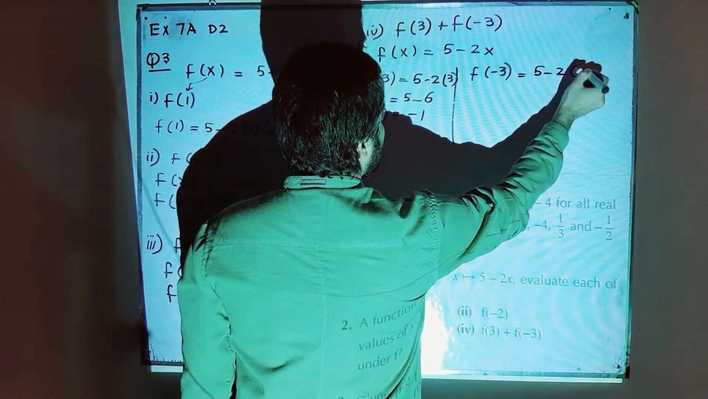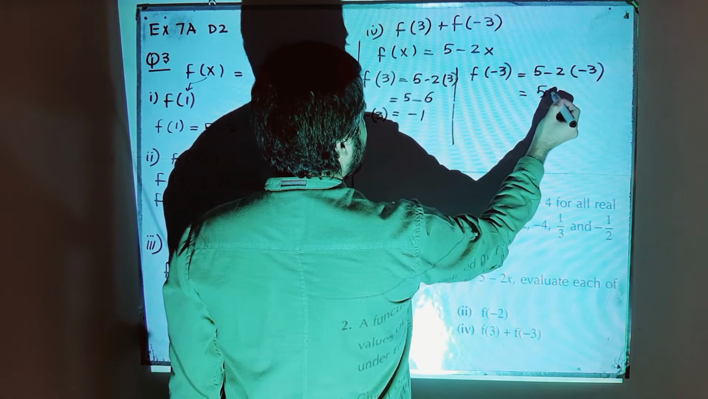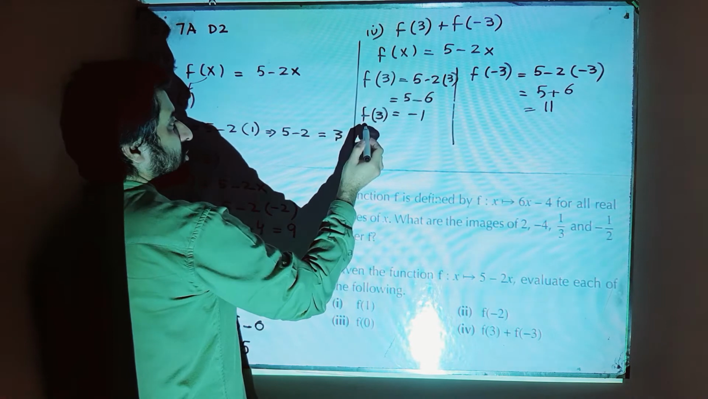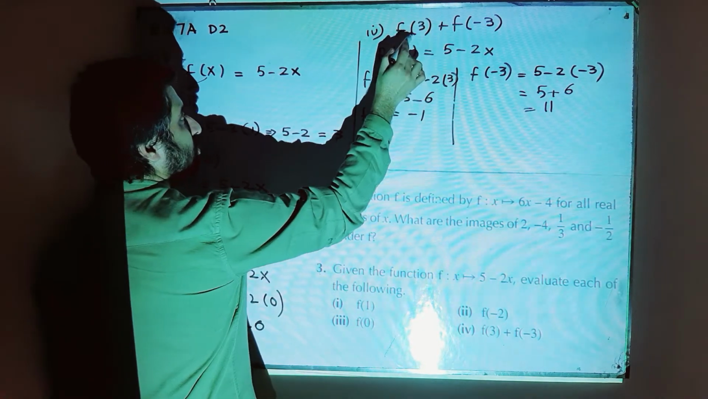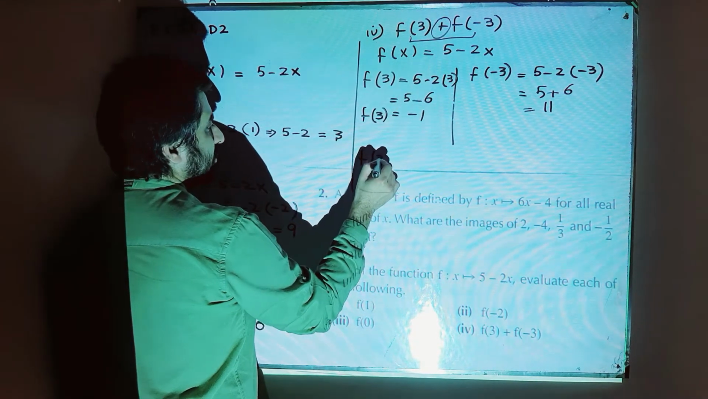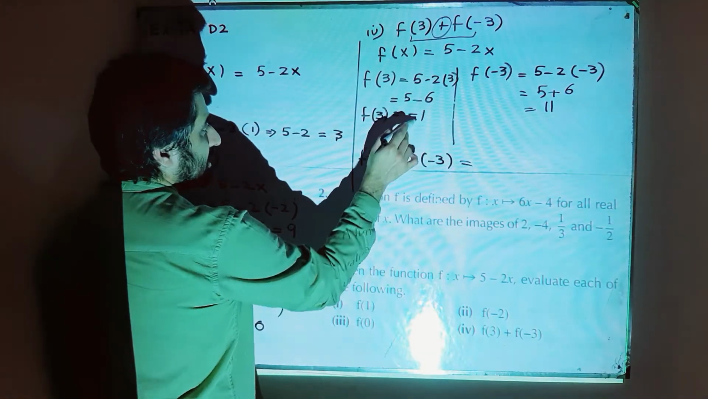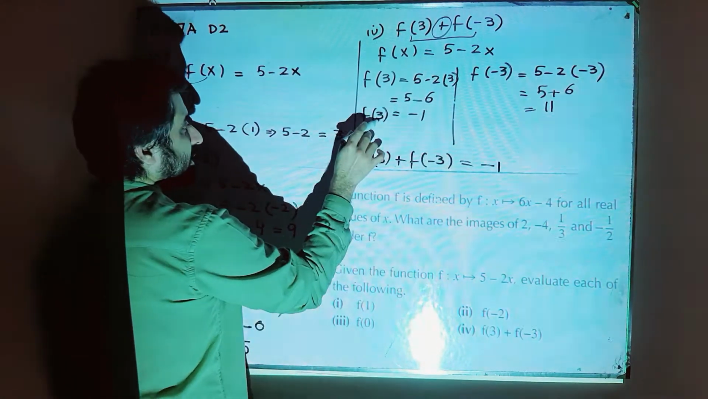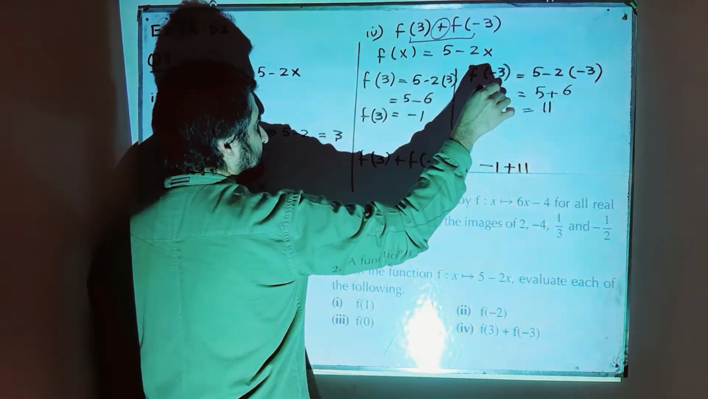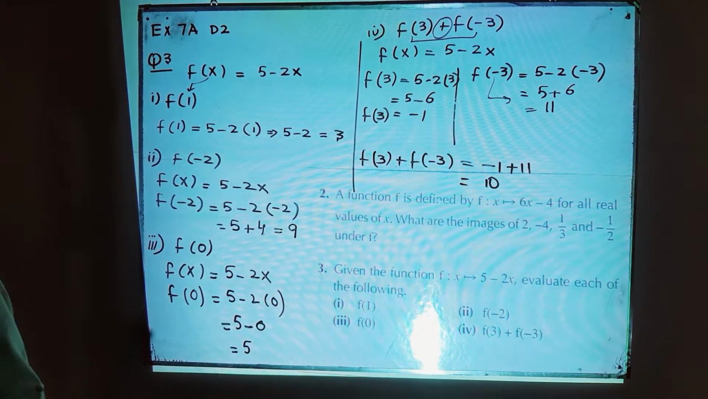5 minus 2 into minus 3, so that will become minus minus plus. 2 into 3 6, 6 plus 5 11. Now you got the value of f3 and f minus 3, and we need to add them. So the function value at 3 plus at minus 3, they have to be added. So minus 1, which is the value at f3, and 11, which is the value at f minus 3. We need to add them, so your answer is 10. This is the solution up to this part.